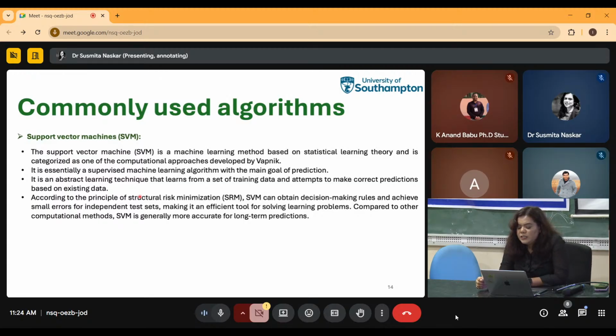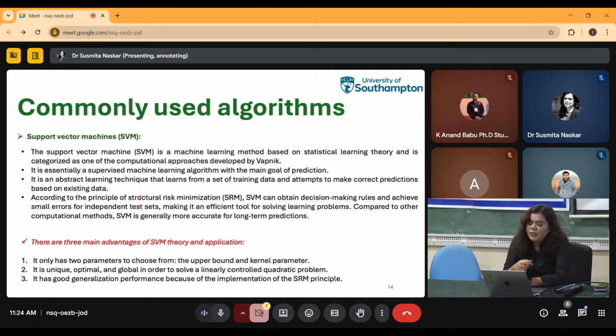At the heart of the SVM is the principle of structural risk minimization, also called SRM. This principle tries to balance model complexity and accuracy, which allows the SVM to achieve very small errors. And there are certain advantages of the SVM. One very good advantage is the simplicity of tuning. SVM only has two parameters to choose from, the upper bound and the lower bound. That means it is relatively straightforward and very simple.